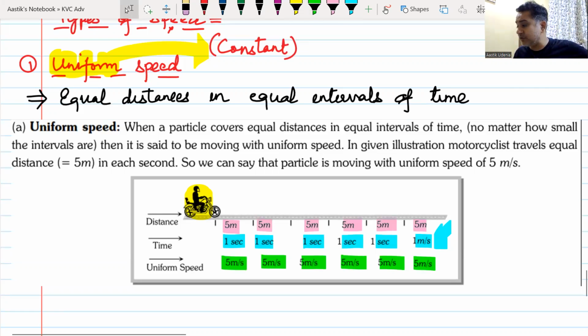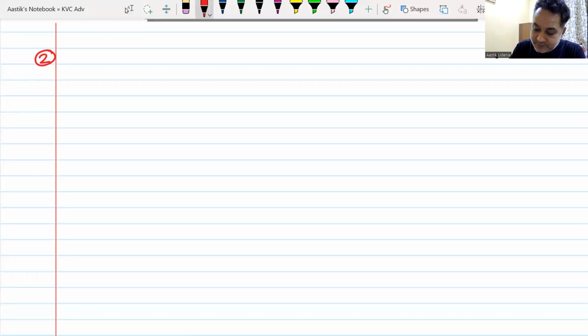We got this? Yes or no? Yes, sir. If the first one is this one, then what is the next one that we are going to do? This was the first type of speed. What is the second type of speed that we are going to deal with? Non-uniform speed. The second type of speed that we are going to deal with will be known as non-uniform.